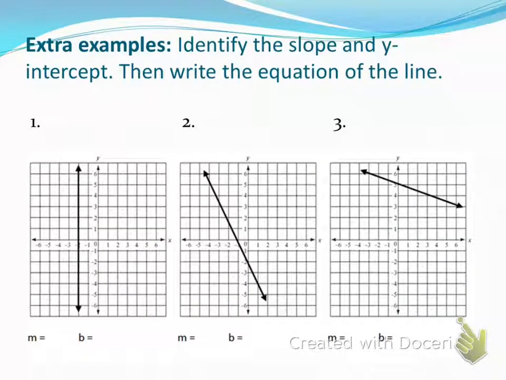So these ones, we still have to identify the slope and the y-intercept, then we write the equation of the line. We've identified slope and y-intercept from a graph before. We're just going to take it one step further on these. Jaquan, what is the slope of number 1? Undefined. Our slope is undefined.